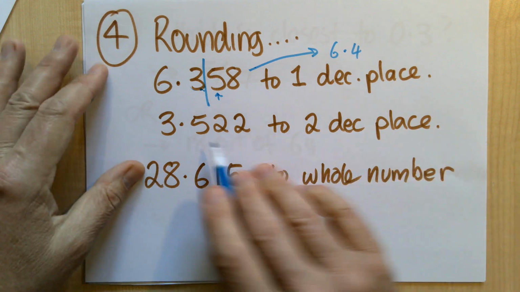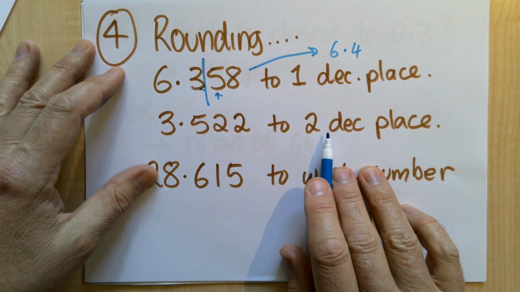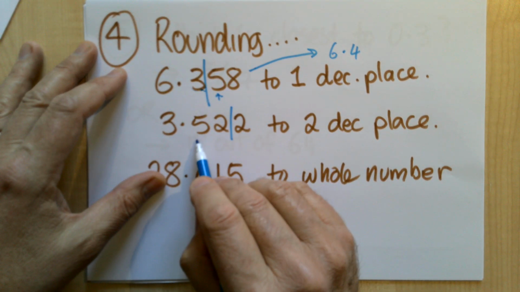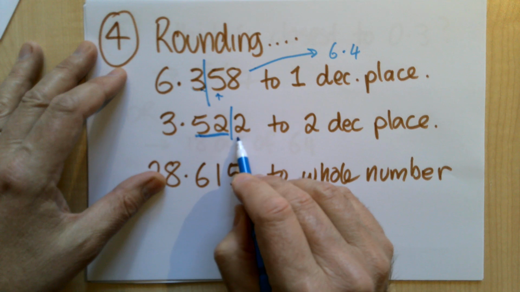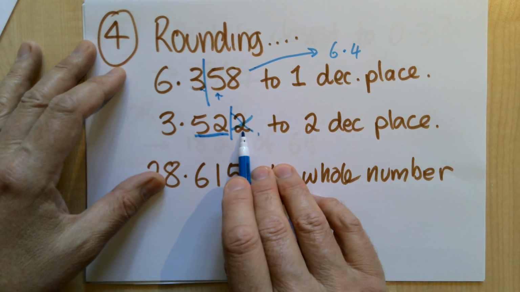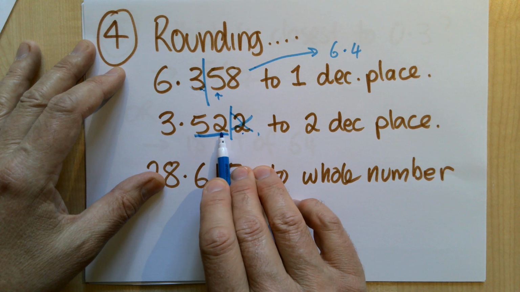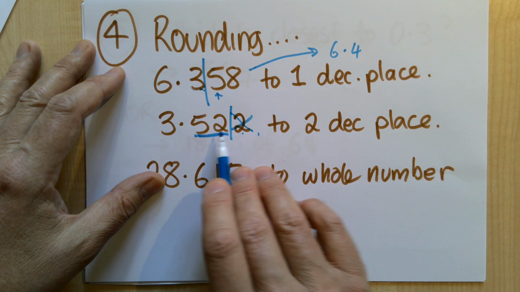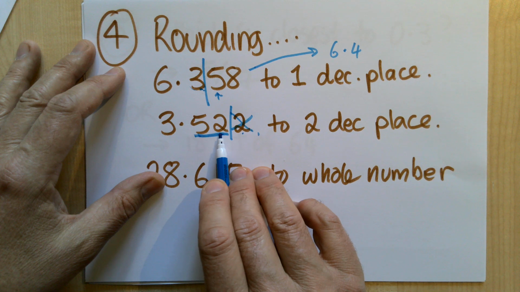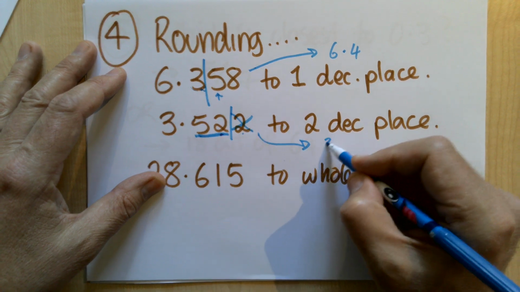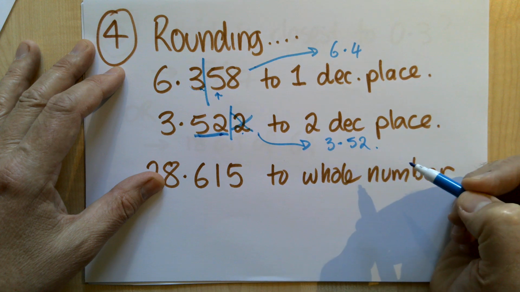What if I've got to round to 2 decimal places? Well, there's 2 there. I draw the line there. So I'm going to have 2 numbers here and I'm going to cut everything off after that. But I need to make a decision based on this number here. What do I do with that one? Same rule. If it's below 5, I round down. So in other words, I don't change that 2. So that is 3.52.